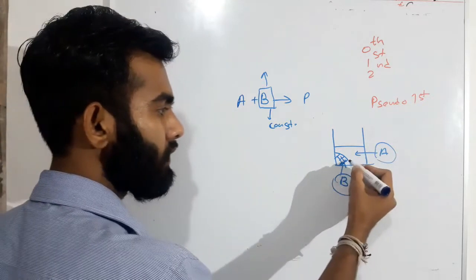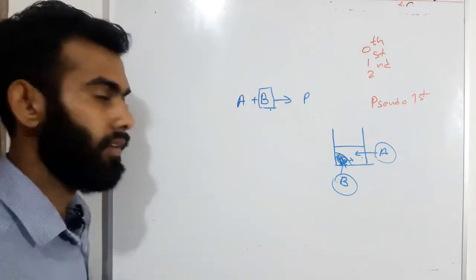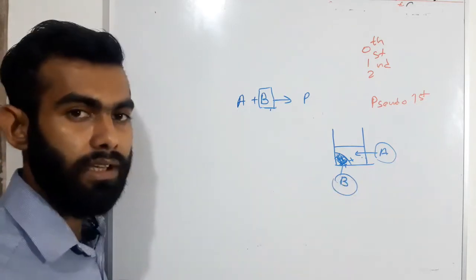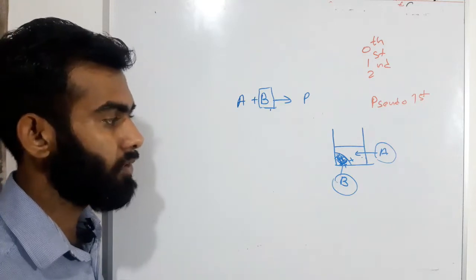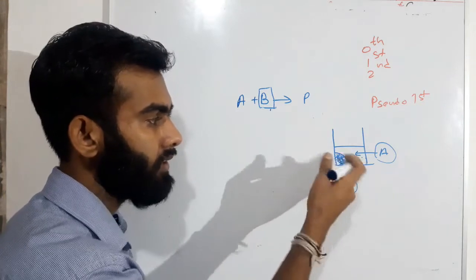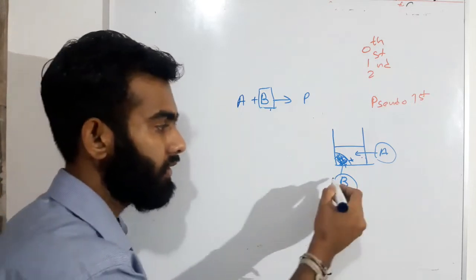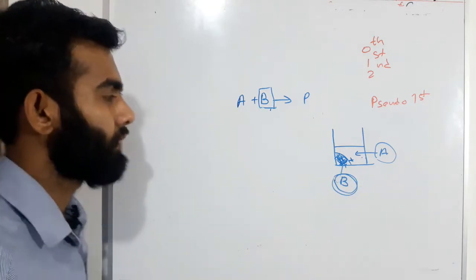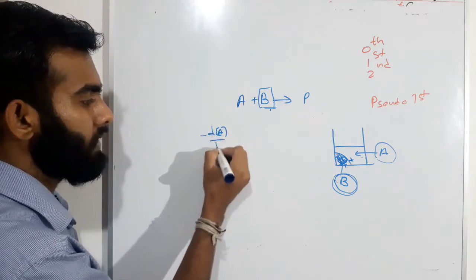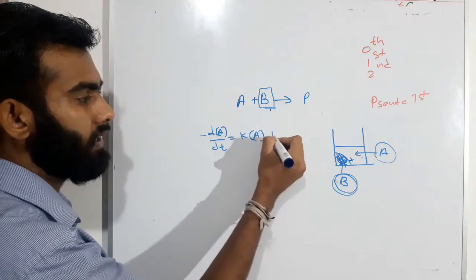The reaction goes between these two, A and B, to give products. There is more B in this reaction. So we consider the concentration of B to be constant, because when B reacts, this solid will again dissolve and release reactant. So the concentration of B stays constant, we consider. So for the rate law, we write dA divided by dt is equal to k A and B.